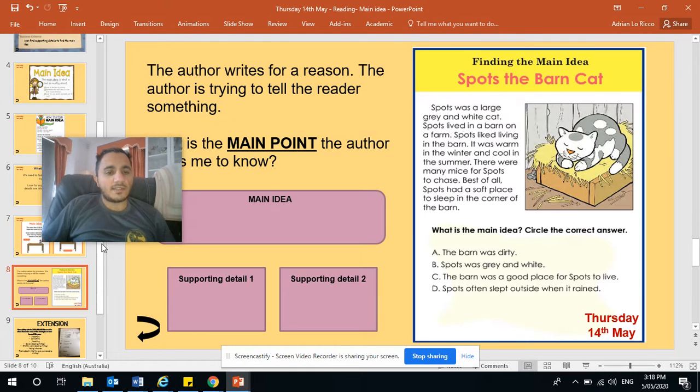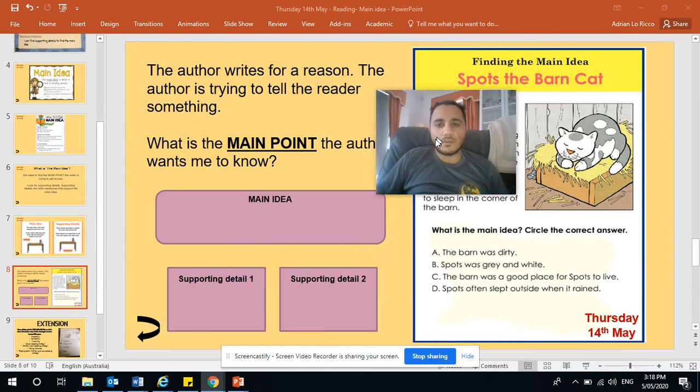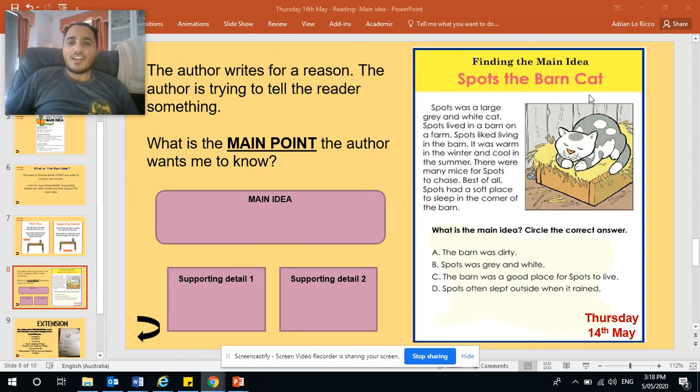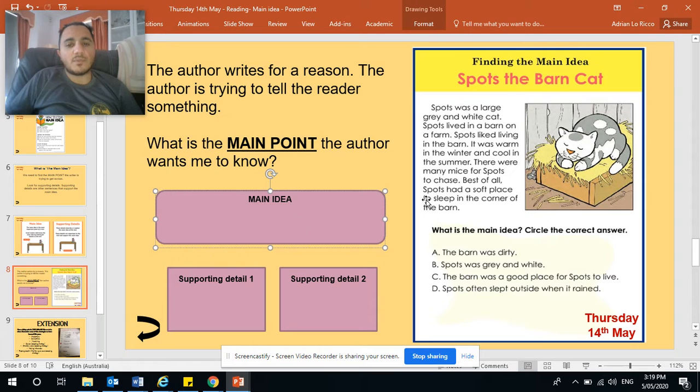All right, here's our text. We're going to do one together. Where should I put myself? Maybe up here, like that. All right, this text is called Spots the Barn Cat. So the author writes for a reason. I'm looking at that one. And I think it's a fiction text. So remember, fiction, fake, non-fiction, not fake, which is real. This doesn't look like a non-fiction to me. This looks like a fiction. Let's see if we can find out what the main point the author wants me to know. And then I'll write it in these boxes.